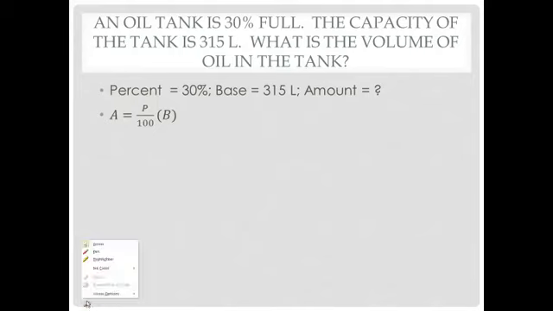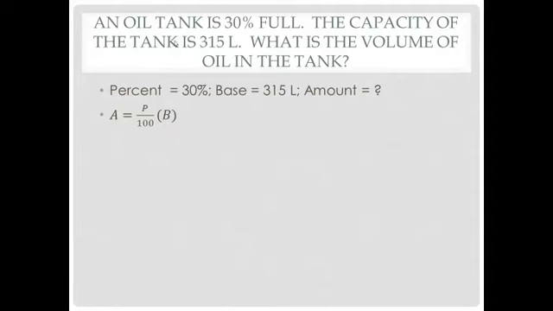Let's have a look at this problem. It says an oil tank is 30% full. The capacity of the tank is 315 liters. What is the volume of the oil in the tank? We have a formula for percents. It says A, which represents amount, equals the percent over 100 times the base. Now the base represents the total amount possible. The amount represents a partial amount. So the base, or B, represents the total amount possible.